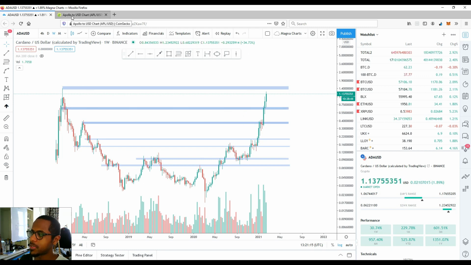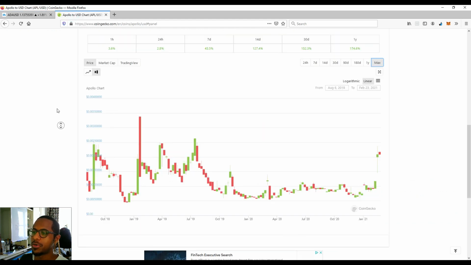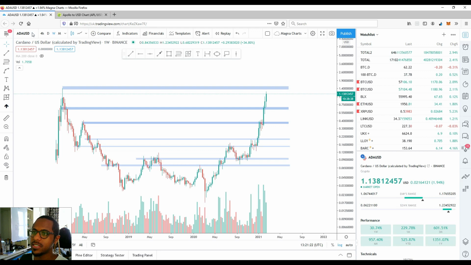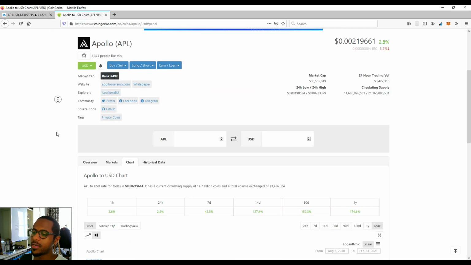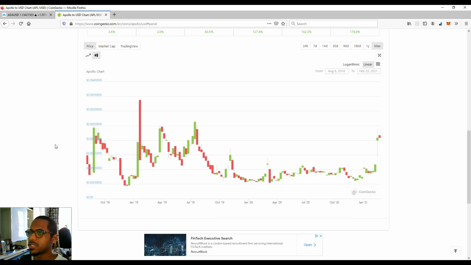Next, this is the last one. Unfortunately, one of my members requested a cover of Apollo. Unfortunately, there isn't a chart that I can find on TradingView. Maybe it has not been listed on the right exchanges. So I can only do a market breakdown using the information on CoinGecko. So it's going to be more of a basic analysis, but there's still enough data to do a decent analysis.